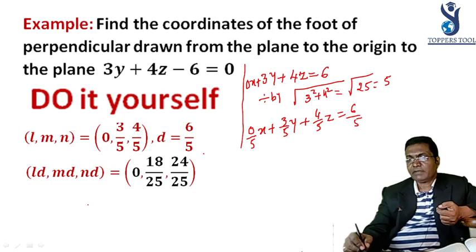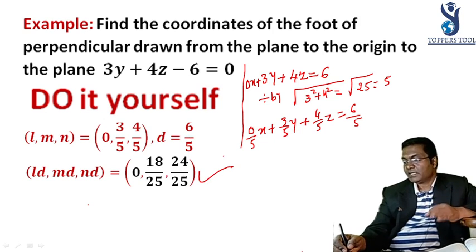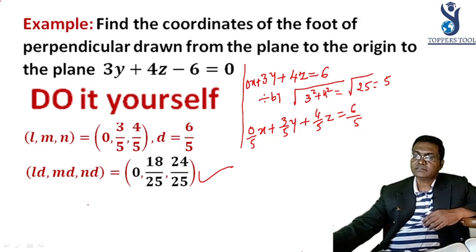Clearly, L is 0 by 5, which means 0. This is your L, this is your M, this is your N. And 6 by 5 is your D. Multiply these, and you will get the coordinates. So it is a very simple concept to understand.